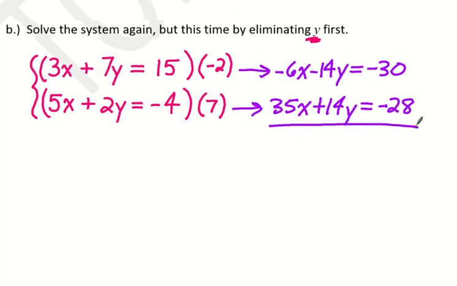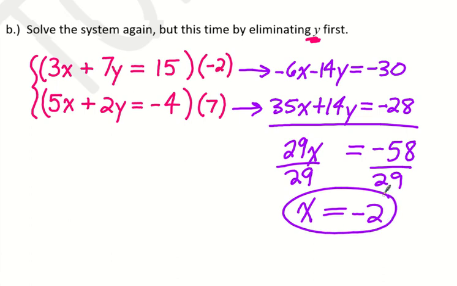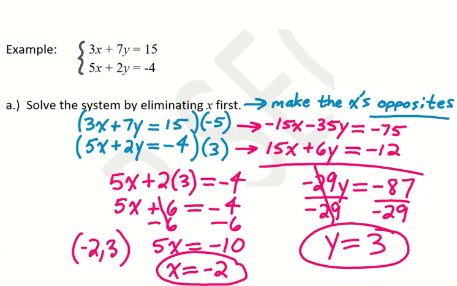Now that I have opposites, I can add my equations together. Negative 6x plus 35x is 29x. Those cancel out. Don't even bother writing 0y. And this will be negative 58. Now I'm good to go solving for x. Easiest thing in the world. Divide both sides by 29, and I get negative 2.